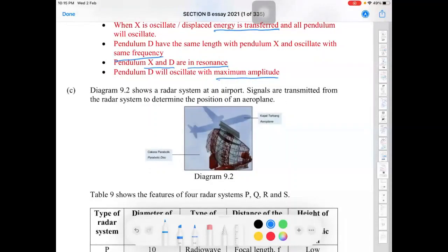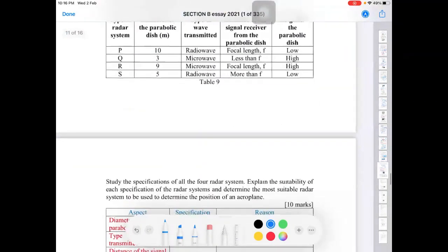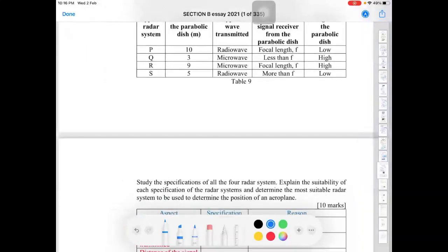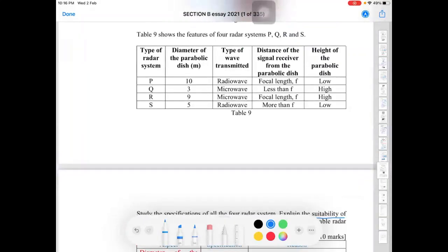Okay. So next one is your radar system. Okay. So radar system at an airport, a signal are transmitted from the radar system to determine the position of an aeroplane. So table shows the features of 4 radar system. So kita nak cari which radar system is the best. Explain suitability of each specification of radar system to determine the most suitable radar system to be used to determine the position of an aeroplane. So dia tak ada ayat-ayat yang kita tak boleh guna. Okay? Tak ada spesifik ayat. Alright, so apa yang kita perlu tahu?